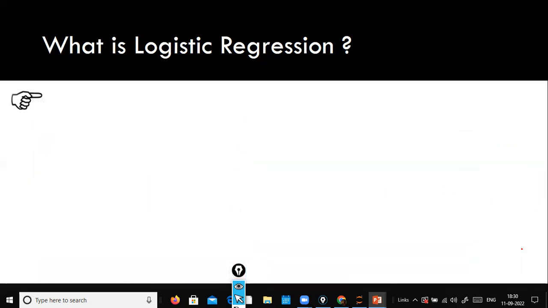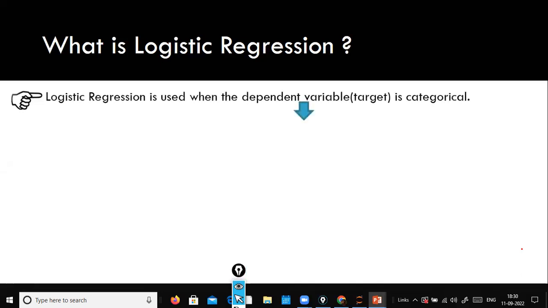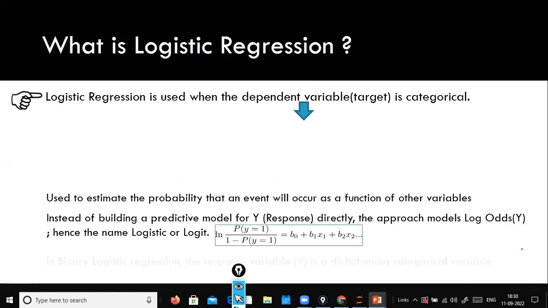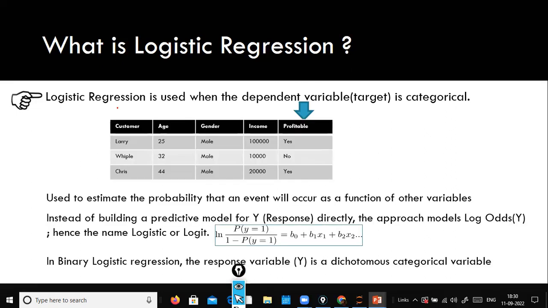Logistic regression is used when the dependent variable is categorical. When should I use logistic regression? When your dependent variable is categorical. In this case, the dependent variable is profitable. This is a categorical variable. This is not a numeric variable. This is not a continuous variable. Can I use linear regression? You cannot use linear regression.